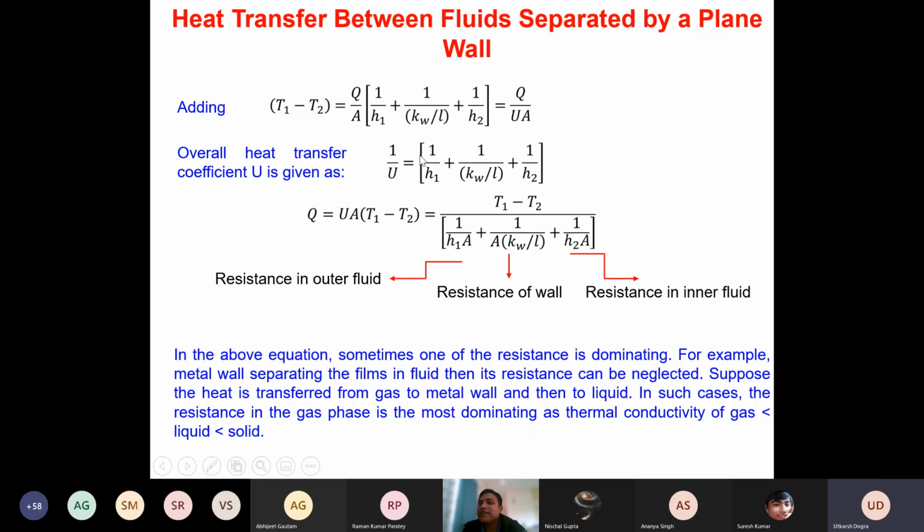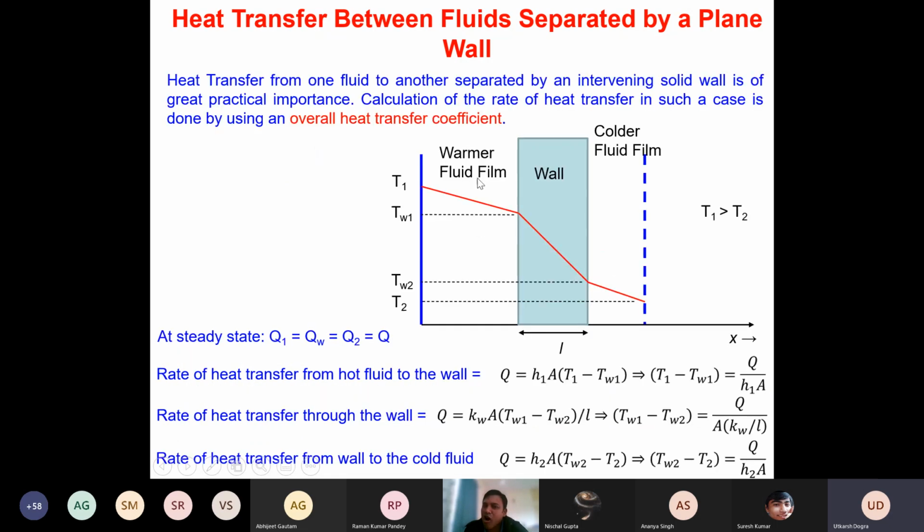Now we can add all the temperature differences, and after adding them, we get the total temperature difference between the cold and warmer fluid. Remember, T1 is the bulk temperature of the warmer fluid. T2 is the bulk temperature of the colder fluid. Ultimately, very often we only know the bulk temperature of the warmer fluid and the colder fluid, isn't it? So now we are representing this entire equation in terms of the bulk temperature of the warmer fluid and the bulk temperature of the colder fluid, isn't it?